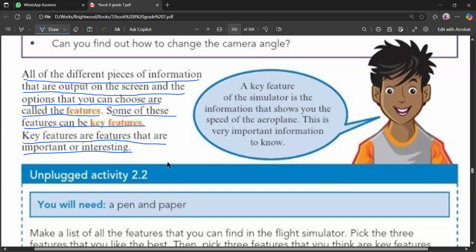So there are two differences between features and key features. You should be aware of that too. What are the features and what are the key features? You should know about that too. Write down what the features are and what the key features are. Yes, write it.